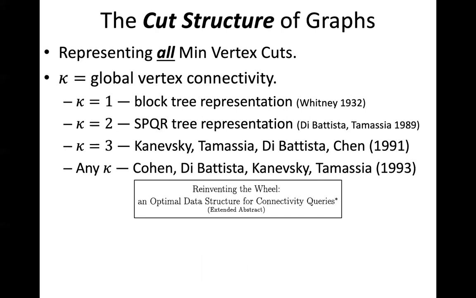So in STOC '93, Cohen, Di Battista, Kanevsky, and Tamassia came up with a structure that is an extension of these first three to any fixed kappa. It's a 7-page extended abstract, and a full version was never written. The purpose of this paper, in some sense, as a first step, is to substantiate all the main claims that appeared in that paper, and then go on and look for extensions and applications of these ideas. But basically, to understand the cut structure of minimum vertex cuts for any kappa.